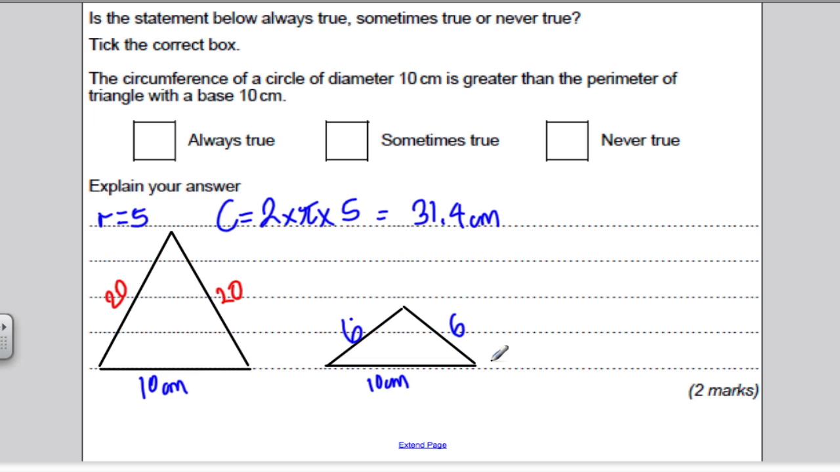So if that was 6, that was 6. The total perimeter here would be 22 centimeters. So the circle can have a bigger perimeter than the triangle. Okay, so this is sometimes true. It's certainly not always true, and it's certainly never true, so sometimes true is our answer there.